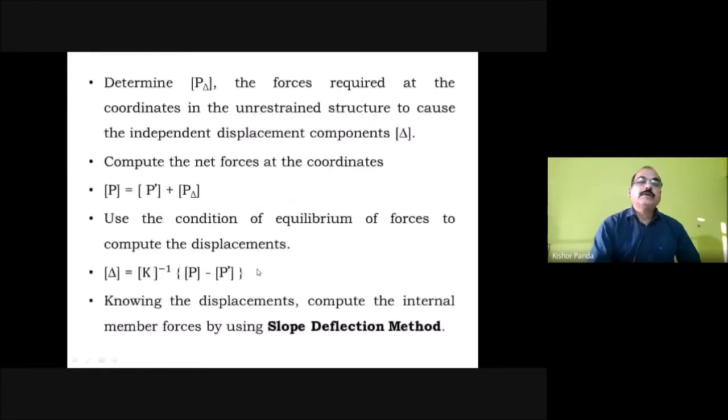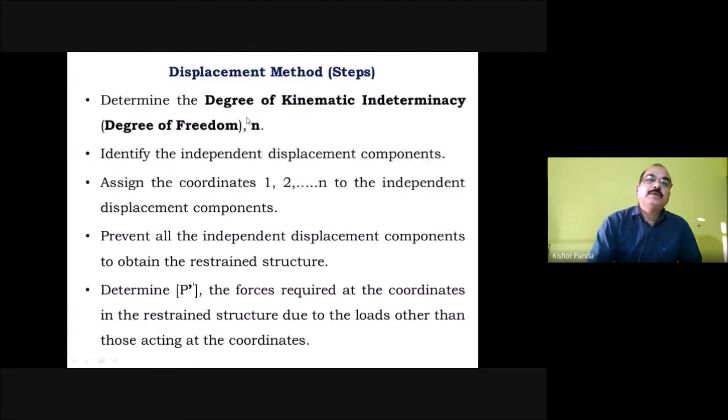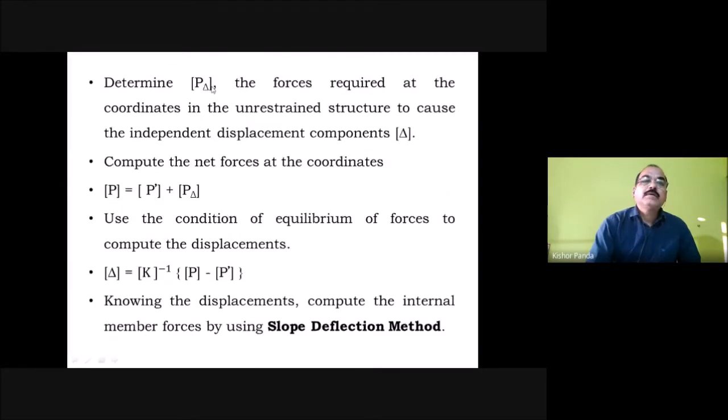You have to remember these steps. Now you are clear. First you have to find out the degree of kinematic indeterminacy. Then identify the independent displacement components. Then assign the coordinate direction. Then prevent all the independent displacement components to obtain the restrained structure. Then find out the P dash due to the given forces other than the force acting at the coordinates. Then you have to find out P delta, that is, the stiffness matrix.